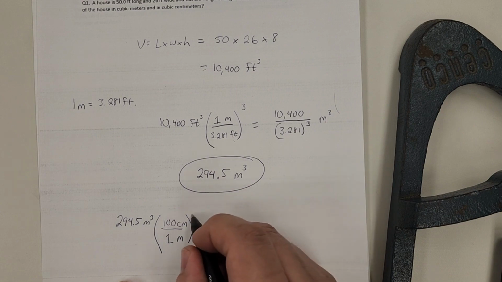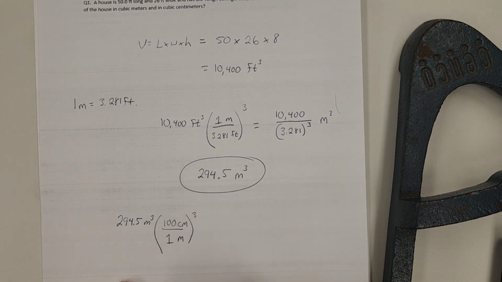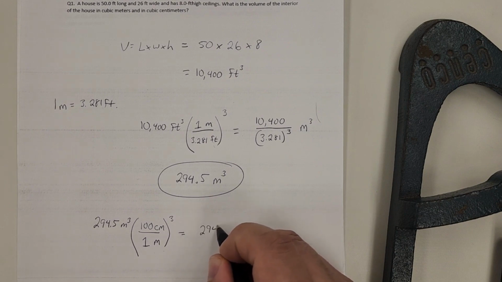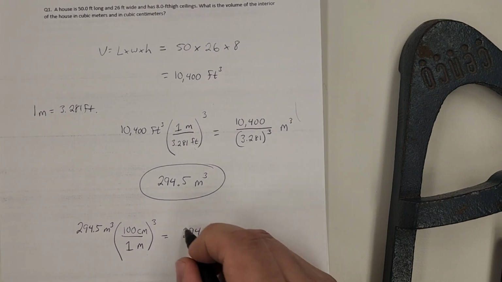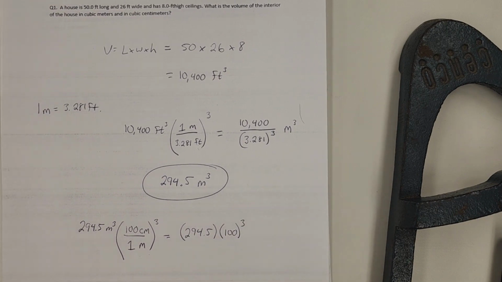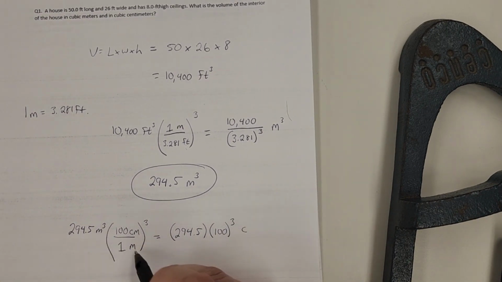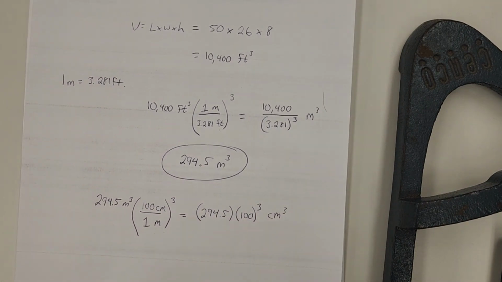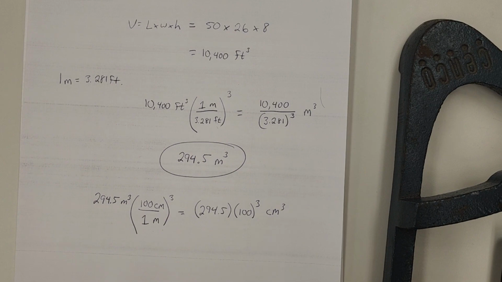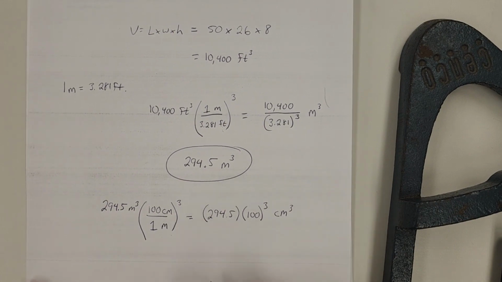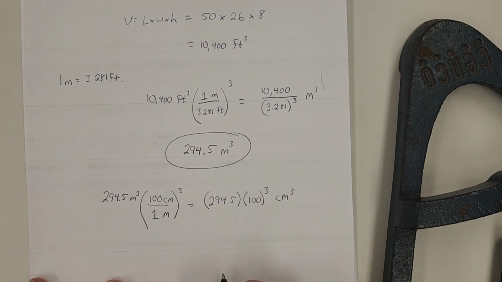Okay, so we need to get rid of this. We'll have to have a cubic meter. Okay, so what that would look like would be 294.5 multiplied by 100 cubed. And then of course the meters now will cancel out, and we'll be left with centimeters cubed. Okay, we plug that into our calculators, and we get a big number. You can write the whole number out if you'd like. However, scientific notation would be a lot better and a little bit cleaner.